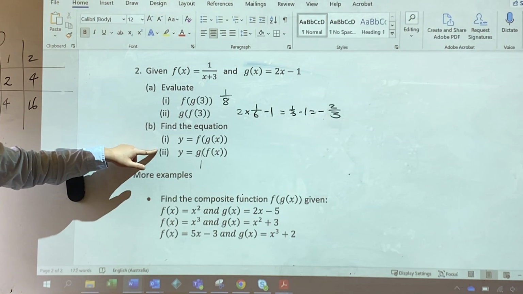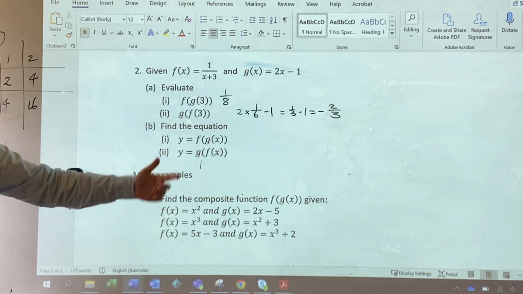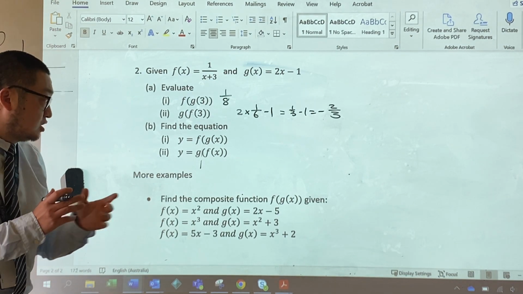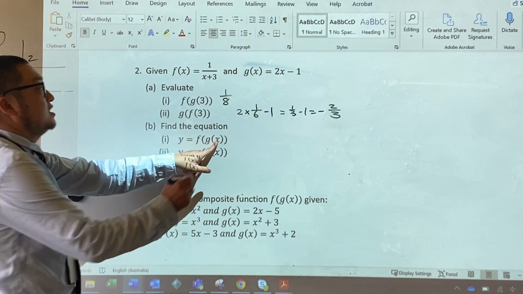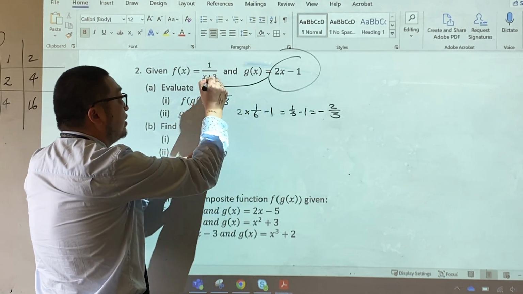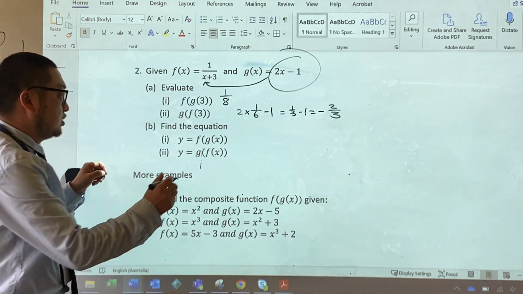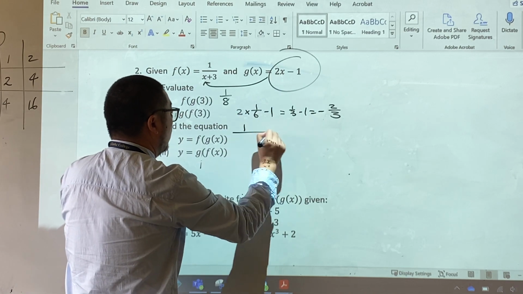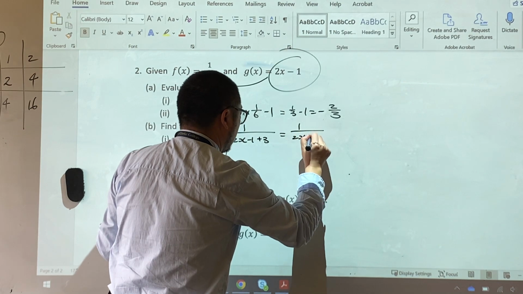Same thing, but not a specific value now. It's just a general expression, gx, f of x, etc. Always remember, I do my inner part first. I do my gx first. What's gx? gx is 2x minus 1. I substitute 2x minus 1 into wherever x is in f of x. Does that explanation make sense? Alright, let's do it. What's gx? gx is 2x minus 1. I start back in here, so I get 1 over 2x minus 1 plus 3, which is 1 over 2x plus 2.